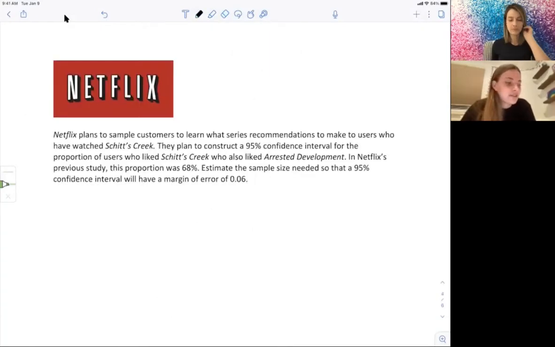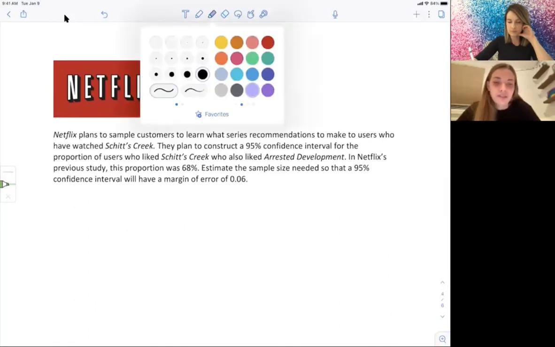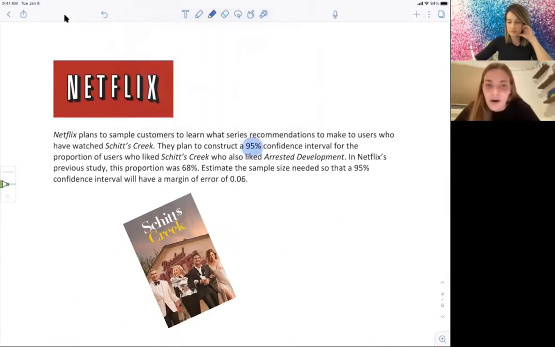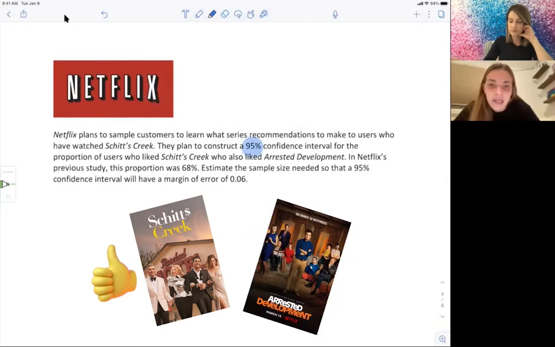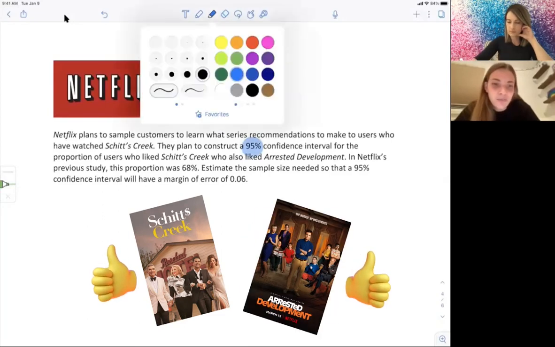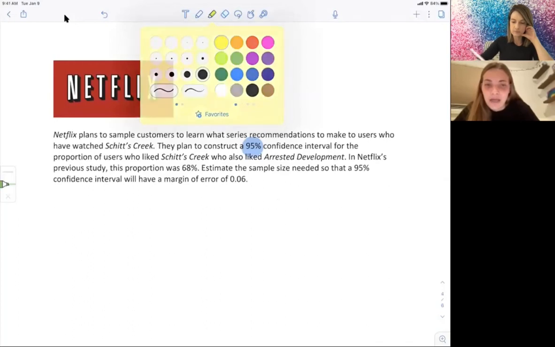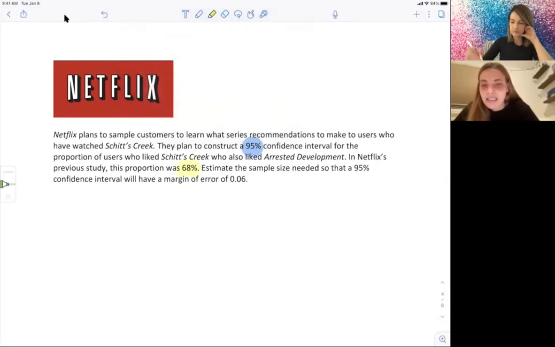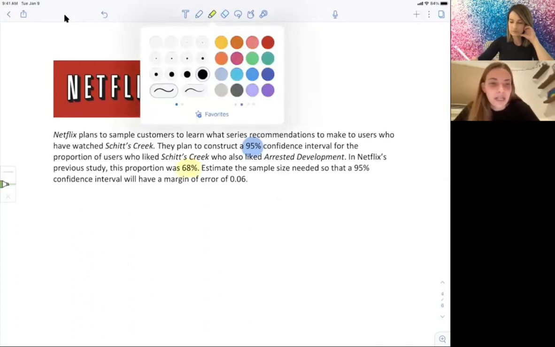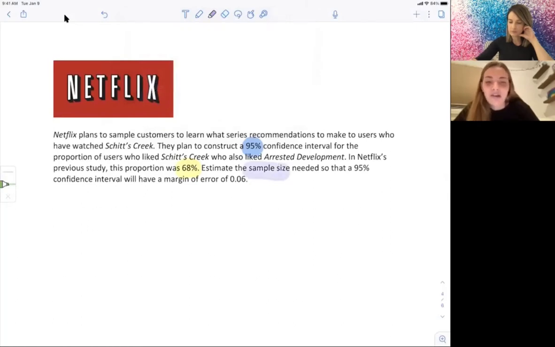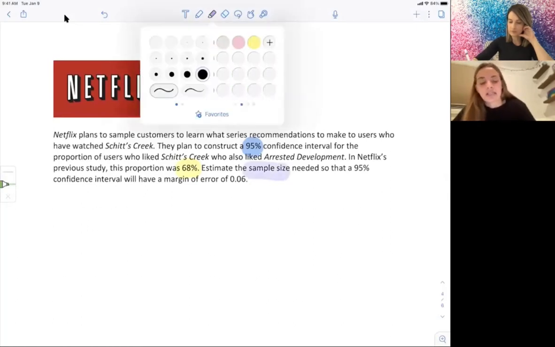Okay, so for this, Netflix plans to sample customers to learn what series recommendations to make to users who have watched Schitt's Creek. They plan to construct a 95% confidence interval for the proportion of users who liked Schitt's Creek who also liked Arrested Development. In Netflix's previous study, this proportion was 68%. Estimate the sample size needed so that a 95% confidence interval will have a margin of error of 0.06.